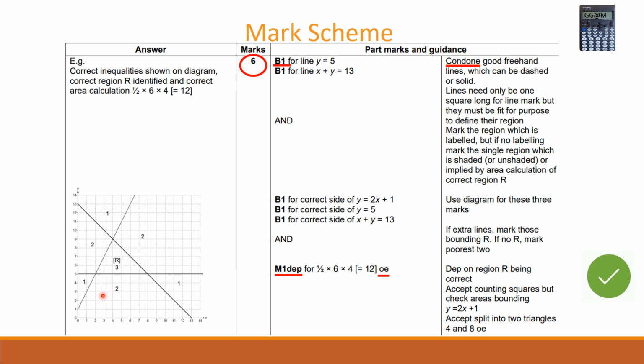The word condone means allow. So if you don't have a ruler in the exam, which I don't recommend, make sure that you bring your ruler to the exam, but they say a good freehand line, which can be dashed or solid. So if you made a mistake, you can still get a method mark that is still allowed. So make sure you've read the guidance which is allowed and not allowed on the exam.